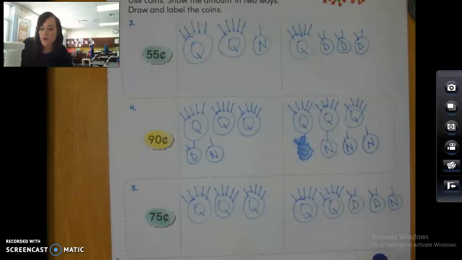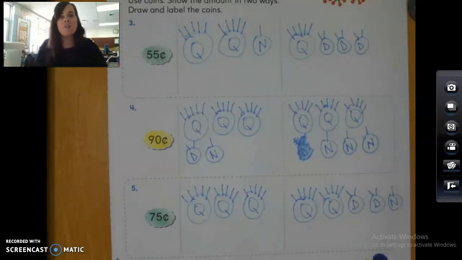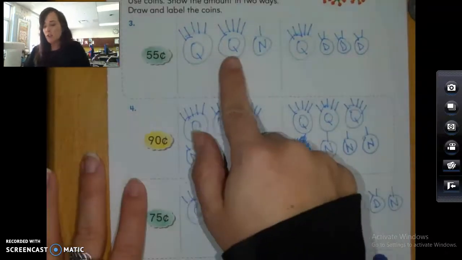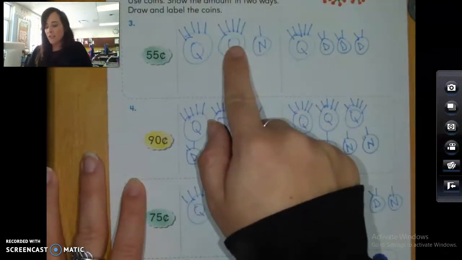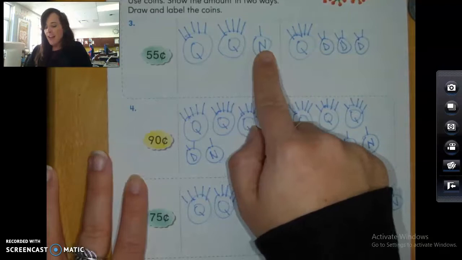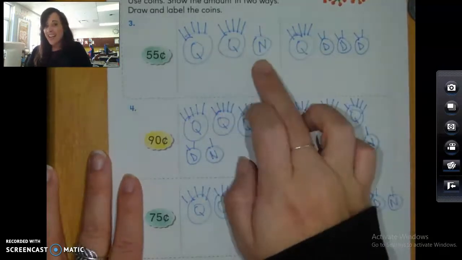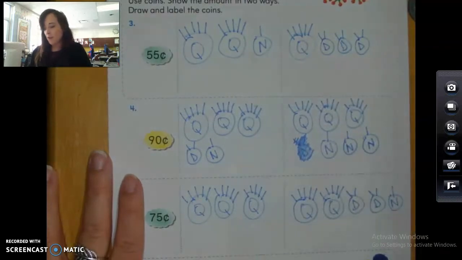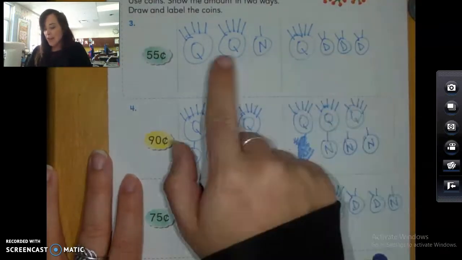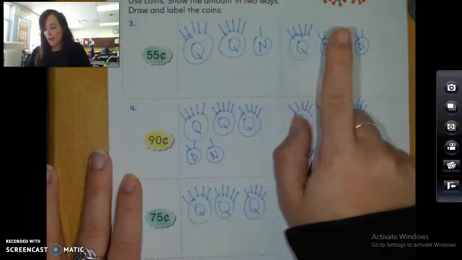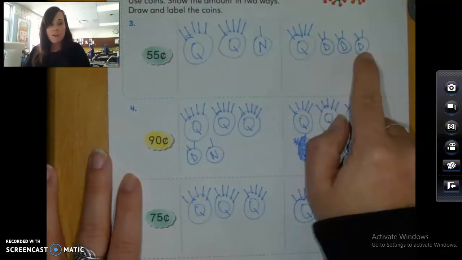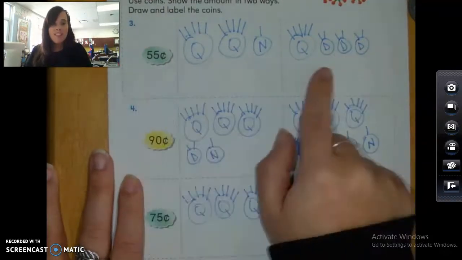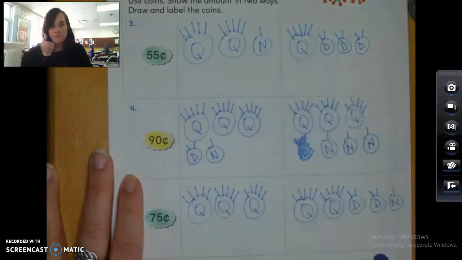Okay, so for number 3, for 55 cents, I started with my biggest coins, and I found we could have 2 quarters and a nickel, so 25, 50, 55. And then I traded out this quarter and the nickel. I made 2 trades. I know, crazy. I got a little bit wild. But then I had 3 dimes instead of these 2 coins. So I had 25, 35, 45, 55. Okay? Both sets of coins equal 55 cents.